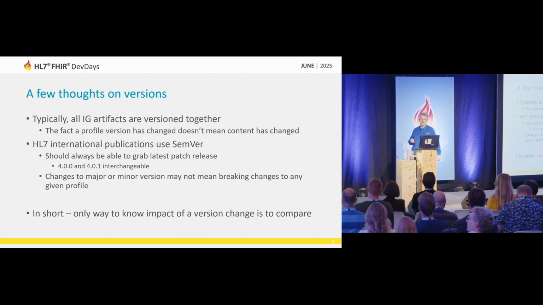But that's for the IG as a whole, and doesn't tell you what's happened with respect to any particular artifact within that. And even at that level, there isn't broad agreement on what constitutes major versus minor. So your ability to look at the version number and say, how does this impact me, is negligible. You have to actually look at the artifacts that you care about and compare them.